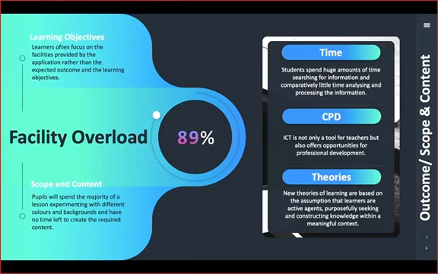Right, I've come over to the facility overload, and in this slide we're going to talk about two main important things: the learning objectives, and the scope and the content. Generally, the learners often focus on the facilities provided by the application rather than the expected outcome and the learning objectives. I'll give you an example. Some pupils will spend the majority of the time in the lesson trying to experiment with different colors, with different backgrounds, and have absolutely no time left to create the required content.